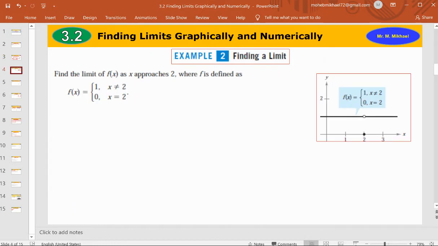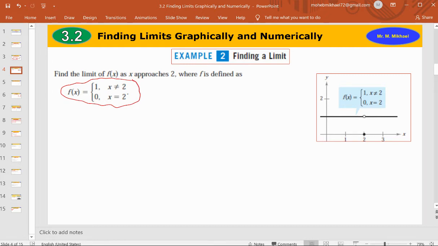Look at example number 2. In example number 2, we're going to focus on finding the limit from a graph. Okay, find the limit of f of x as x approaches 2, where f is defined as, guys, we call this function a piecewise function. It's defined by more than one rule. This is what we call a piecewise function.